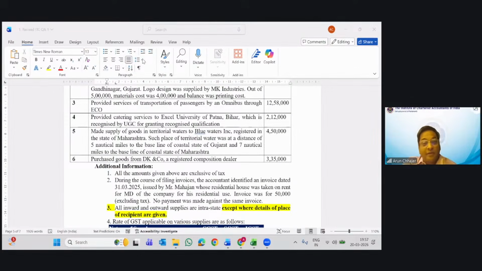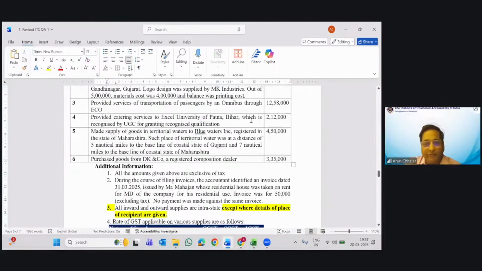Absolutely correct, Tanu. Because the exemption is there only in case it is higher secondary or preschool or school. Up to the higher secondary, because it is the education institute who is granting the recognized qualification. In that case, it is not up to higher secondary. Therefore, the exemption would not be available.